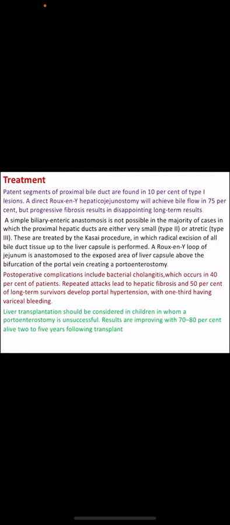Treatment of extrahepatic biliary atresia. Patent segments of the proximal bile duct are found only in 10% of type 1 biliary atresia. Type 1 biliary atresia, we call it surgically correctable biliary atresia, in which we will do anastomosis with the jejunum, a direct Roux-en-Y hepatojejunostomy. We bring a loop of the jejunum and suture it with the accessible part of the biliary tree, and this will achieve bypass of the obstruction.